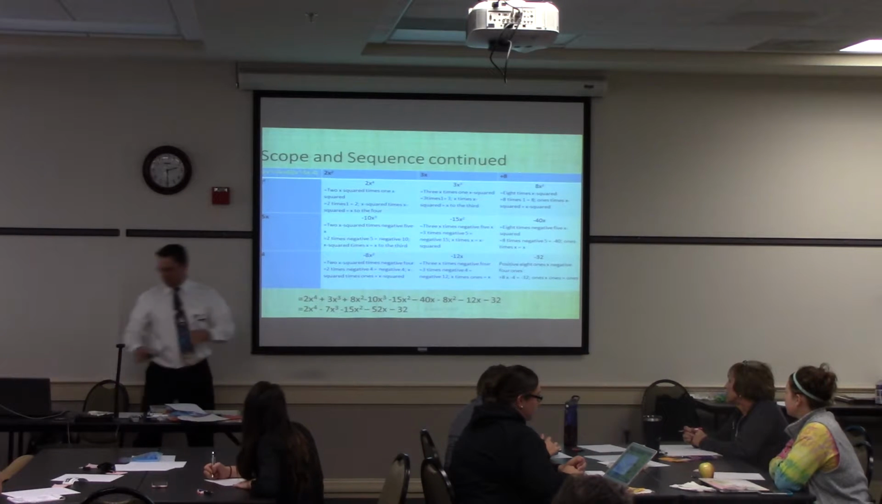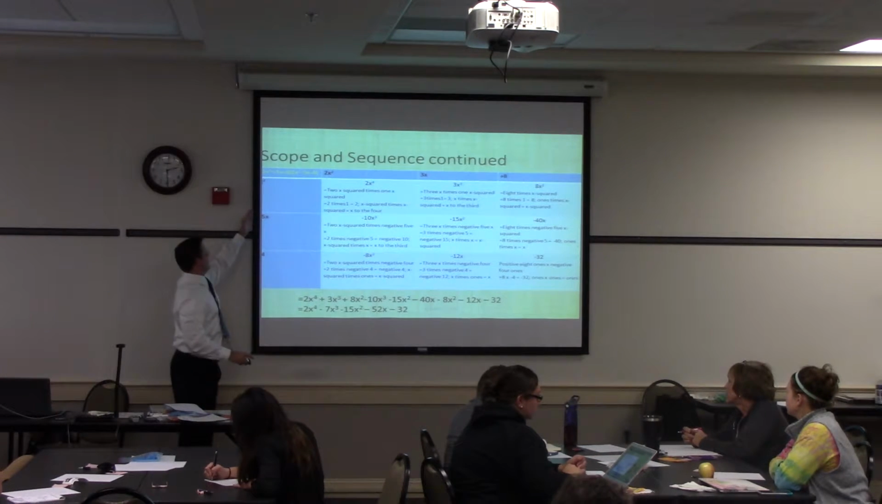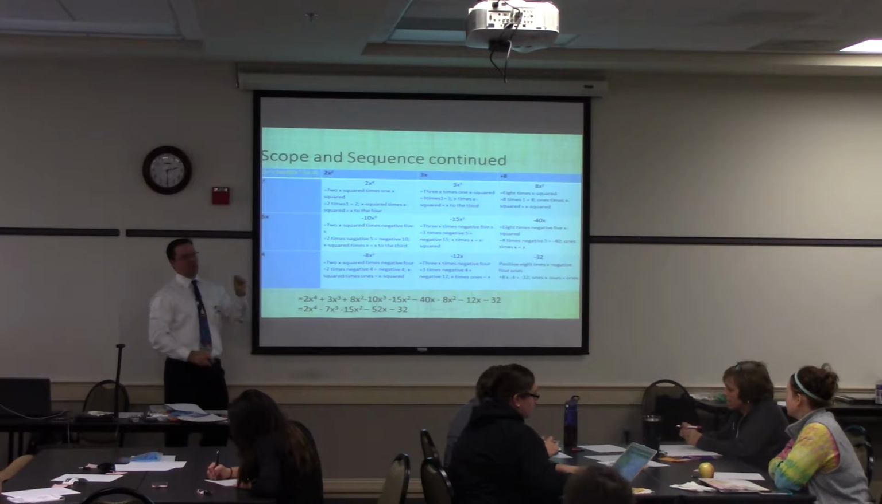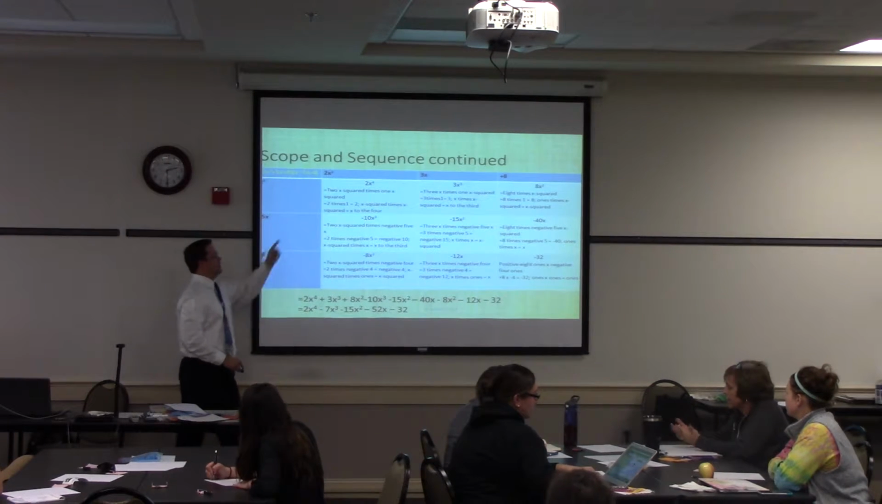2x squared times x squared. Sorry, this projector cuts it off. And so I would say 2x squared times 1x squared. 2 times 1 is 2. X squared times x squared is x to the 4th.